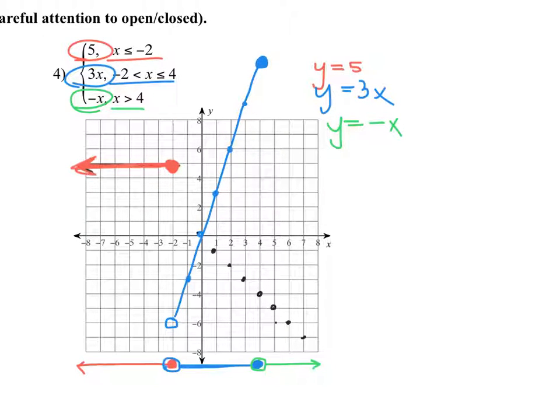So if I try to match my domain here at the bottom again, I know that I'm going to need to have an open circle and be going to the right. So I'm going to match that up and put an open circle right here, and then to the right, and hopefully you're drawing a little bit better than I do. All right, so there's question number 4.